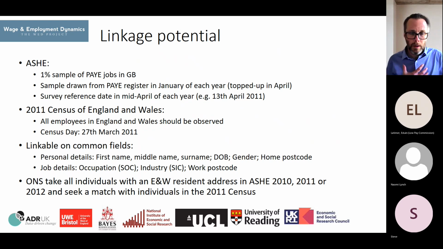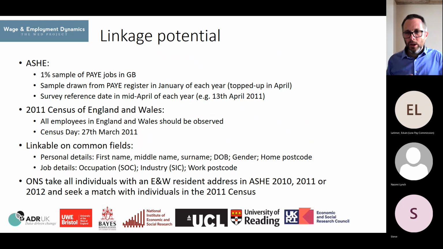What ONS do is this: we, the academics in the WED project, don't do the matching because we're not allowed to have access to this personal information. ONS have done the linking for us, and we have assisted them with some queries and some suggestions, and also we've taken the lead on all of the documentation of the linked data set. So they take all individuals who are resident in England and Wales, in other words, their home address is in England and Wales. They've taken all of those individuals who appear in either ASHE 2010, 2011, or 2012, and they've sought to match those people with the individuals who appear in the 2011 census.